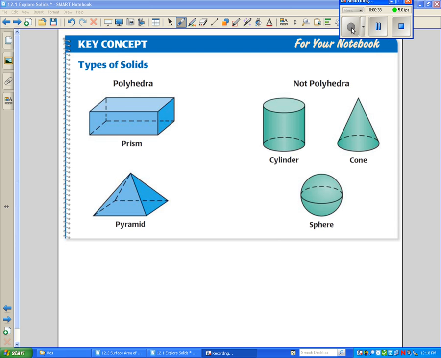All right, go ahead and draw the difference between polyhedra and not polyhedra examples. Polyhedrons have straight edges like prisms and pyramids, whereas the curved edges like spheres, cones, and cylinders are not considered polyhedra. Just terminology, get that down.